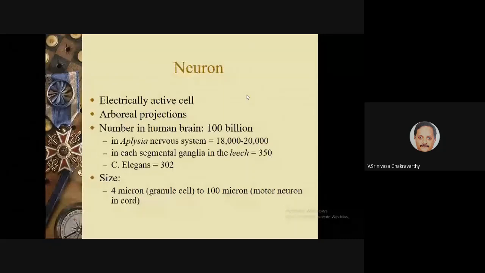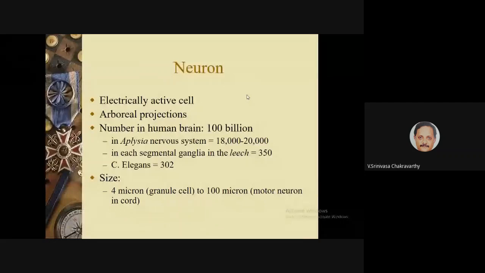A neuron is an electrically active cell. It has a lot of wires sticking out of it. There are lots of neurons. The adult brain has 100 billion neurons. This estimate has been found to be slightly an overestimate, and a more conservative estimate would be something like 85 billion neurons in the adult brain. Compared to that, a smaller creature like Aplysia, a sea creature, has about 18,000 to 20,000 neurons. A leech has about 350 neurons.